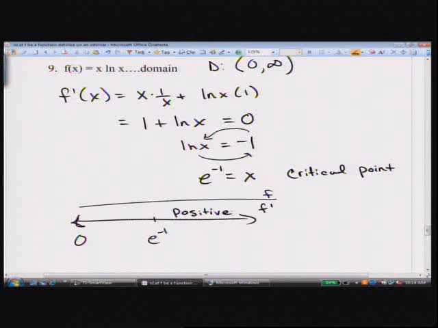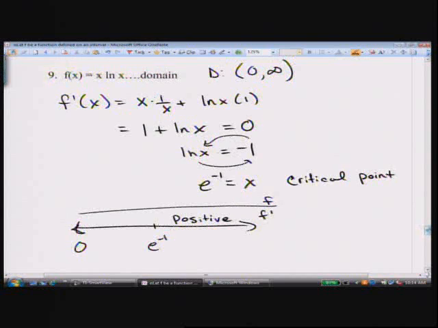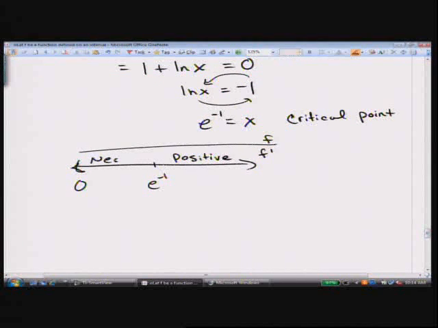If you pick a number to the left of 1 over e, e is 2.7, so it's like 1 over 2.7. If you type that in your calculator, it's 0.36, but 1 over 2 is 0.5. So if you pick like 0.1 or something, you'd be all right. And the ln of 0.1, you should know, is negative. So this is going to be negative, but you could use your calculator to help you.